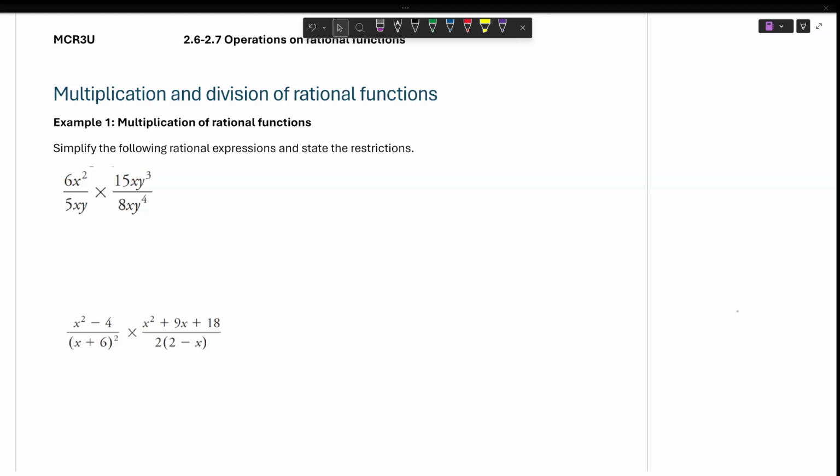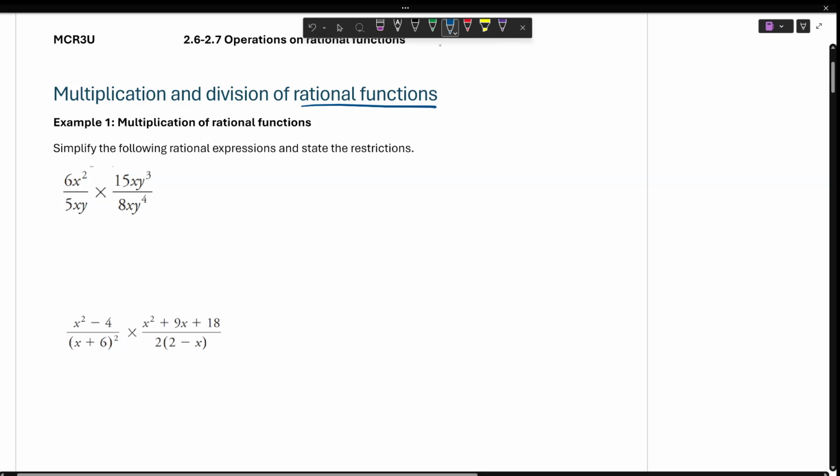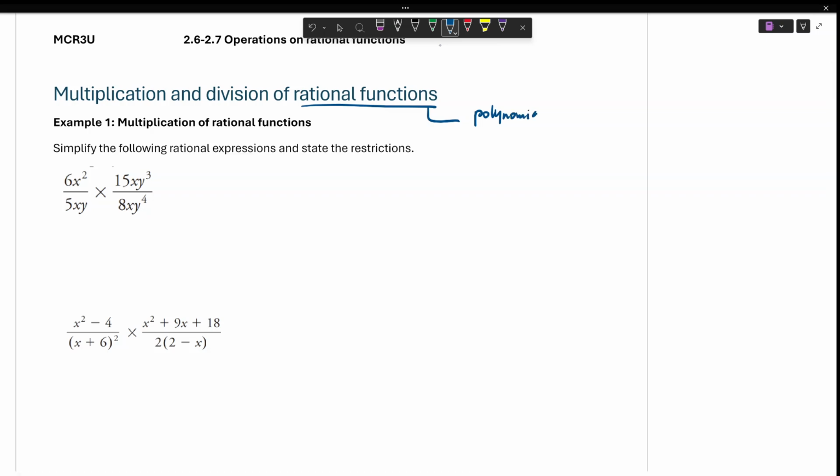Okay, so first of all, let's recall a few things from the last lesson. What's a rational function? This is a function that is a polynomial divided by a polynomial. And we were talking last time about how you'd find the domain or the restrictions. Main idea for restrictions is you can't divide by 0.